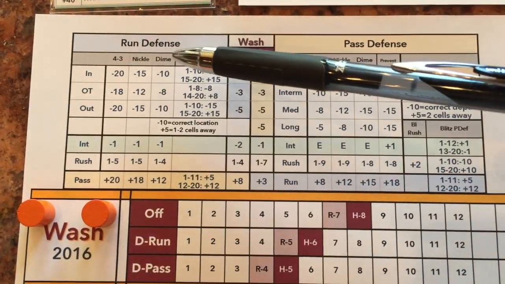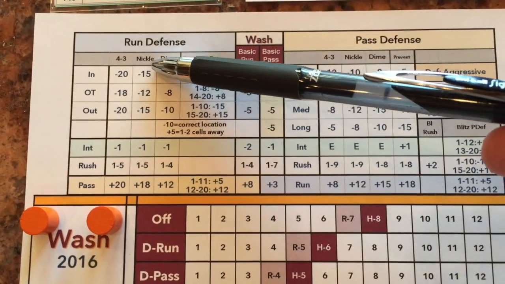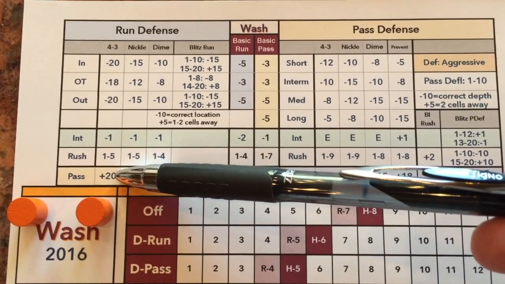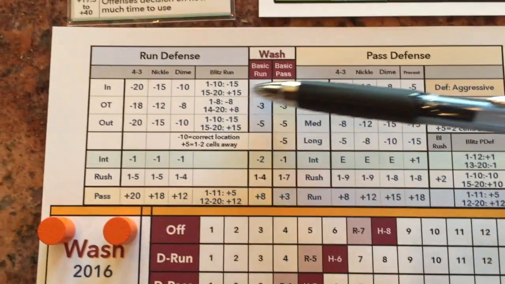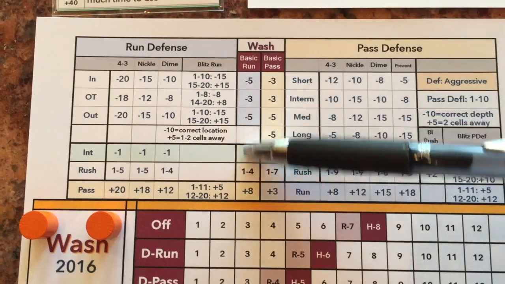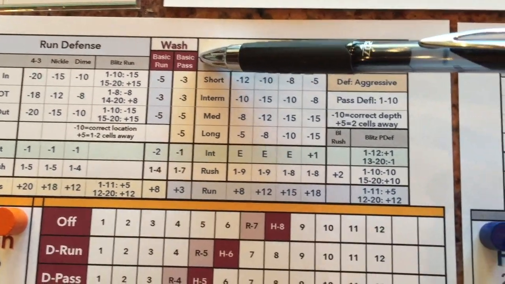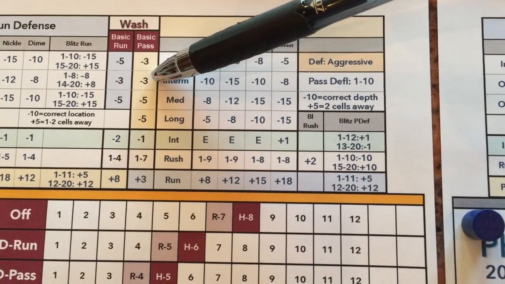So look, if the defense had called run during this pass play and they played a 4-3 defense, you would add 20 to that quarterback rating number because they were really looking for a run and there was a pass on the play. Or you could play a basic run, in which case it would only be a plus 8. Pass defense, basic pass, you can see depending on the length of pass, it would be a minus 3.